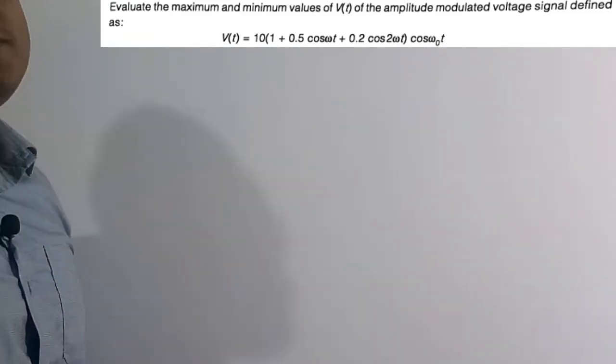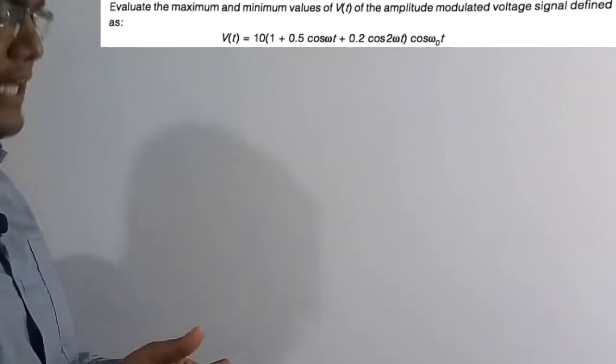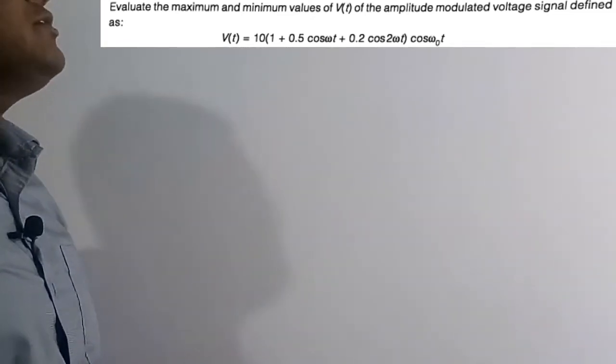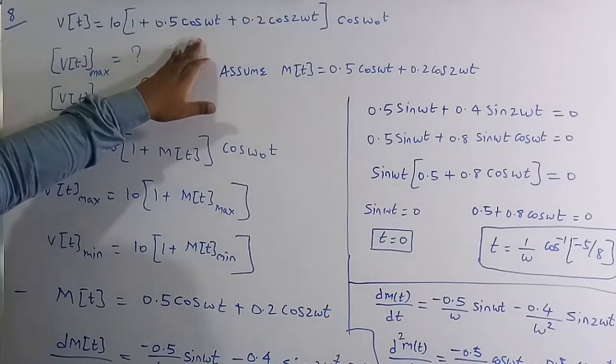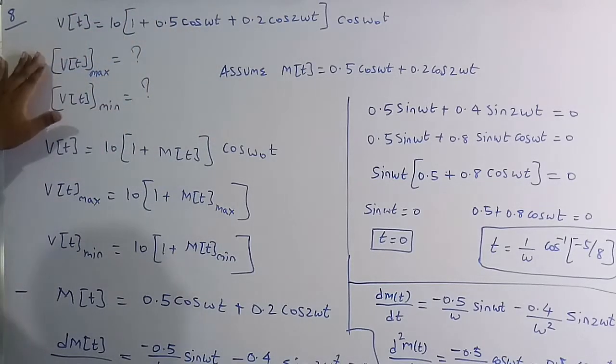This is nothing but an AM signal. So this question was given in the IAS 2015 for 20 marks. So let's solve this numerical. This is the voltage expression given in the question. So for this equation we need to find the maximum value and the minimum value of this function.